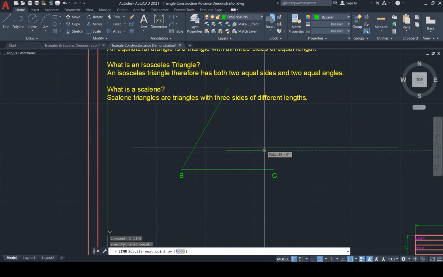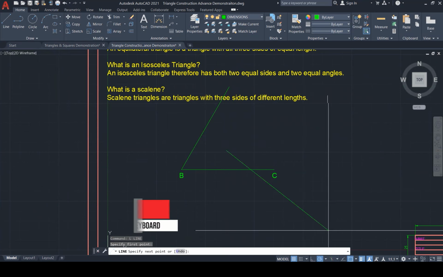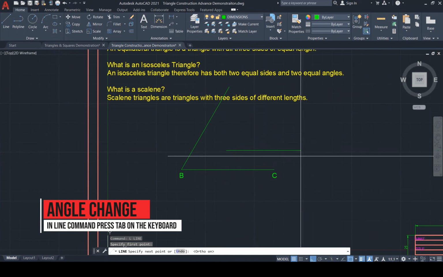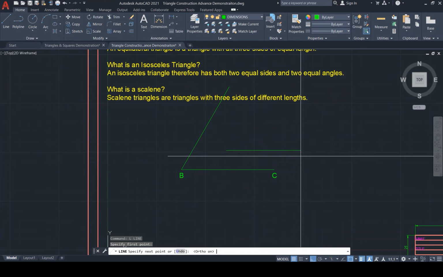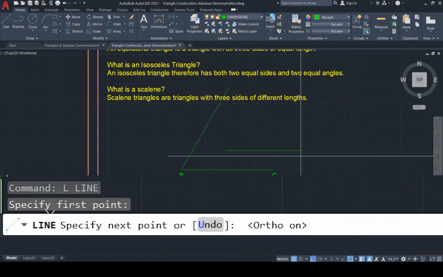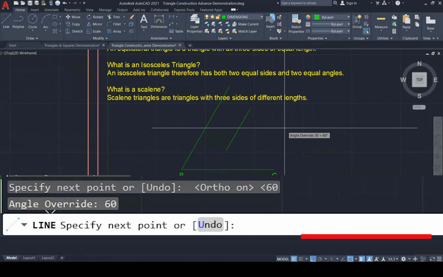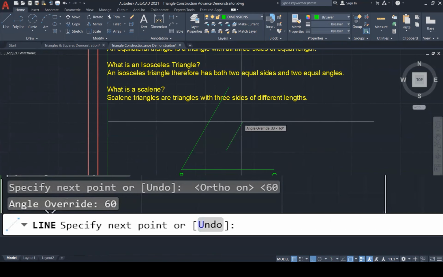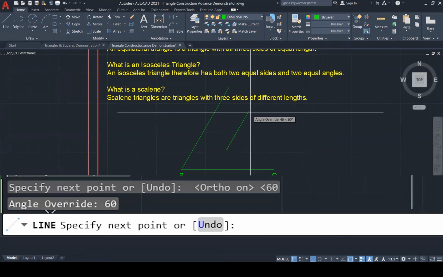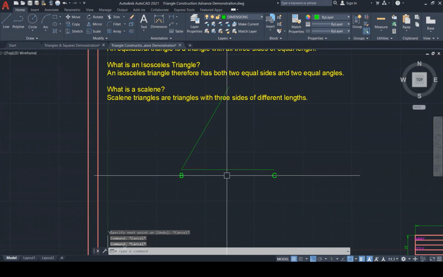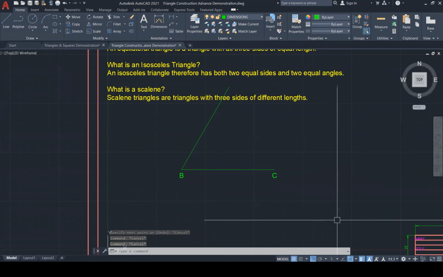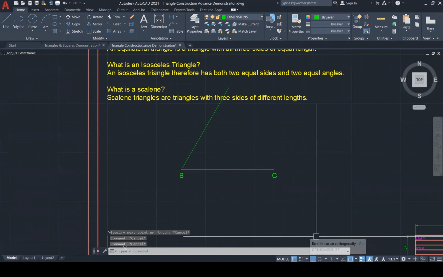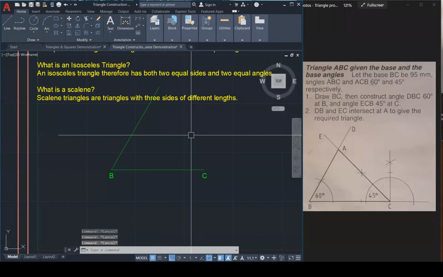Another way you can create your 60 degrees is to press tab, but my tab doesn't seem to be working. So what I would do is press shift and the less than symbol and put in 60 degrees. Then when I press enter, it would just turn to 60 degrees. That's what I normally do. So you can use this polar tracking, or you can use shift and the less than symbol. Okay, so that's in at 60 degrees.